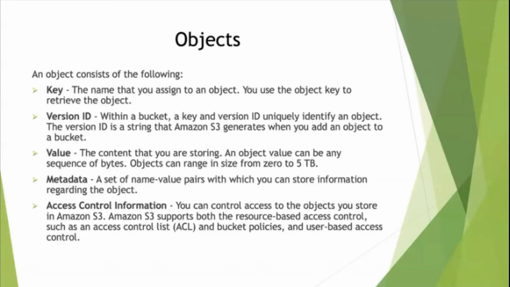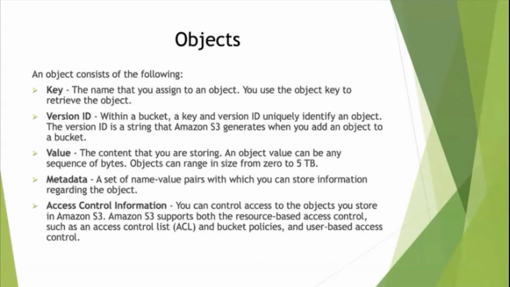So an object generally consists of 4 or 5 main properties. One is a key, which is the name of the object. The second is versioning: a random version ID will be associated, provided you switch on versioning for that particular bucket in S3. Then the value is the content that you store within that object, which can range from 0 to 5 TB. And the metadata is a set of name-value pairs with which you can store information regarding that object, such as who created that object and what tags are associated with it.